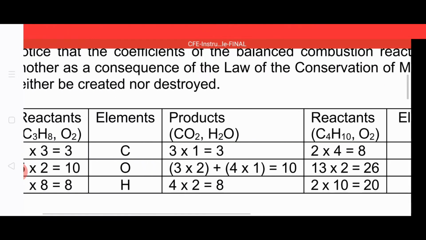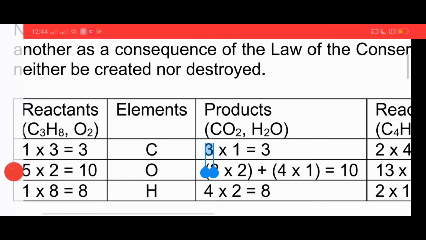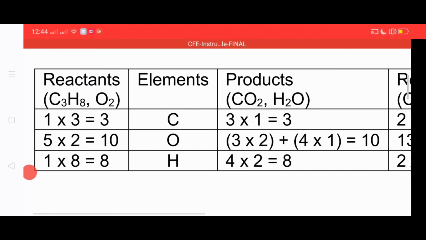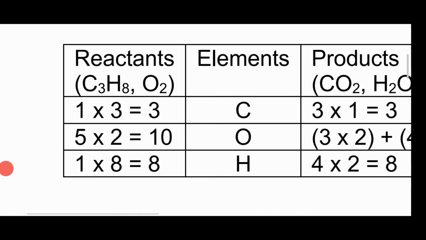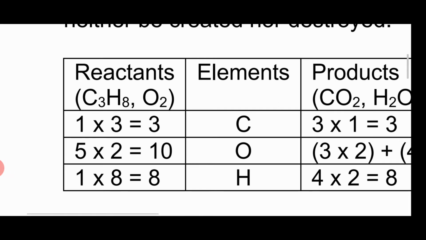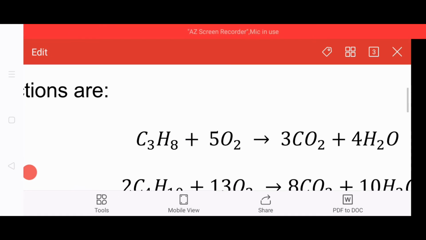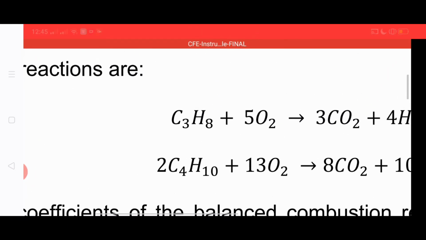Let's see first for the propane. We have here 1 times 3 is equal to 3, and 5 times 2 equals 10. 1 times 8 is equal to 8. This corresponds to carbon, oxygen, and hydrogen. You have C3H8, and then you have 5 O2.